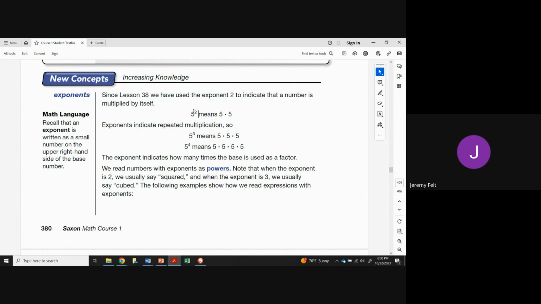we're making our base, which is this number right here, larger, and then the exponent, which is the 2 right there, make sure that it's small so we can see. If we get in a hurry and it just looks like, is that 52? Is that 5 to the power of 2?